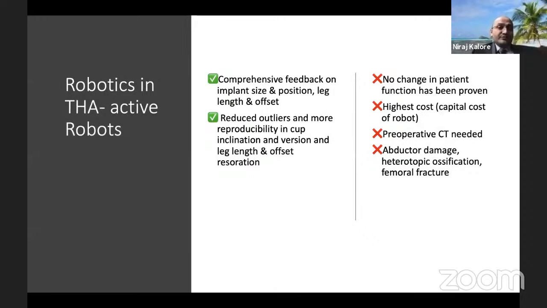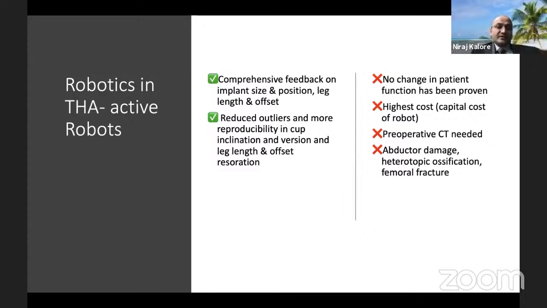It's kind of annoying, but it gives comprehensive feedback on implant size, position, leg length, offset. It is known to reduce outliers and improve the reproducibility in cup inclination, version, leg length, and offset restoration. However, despite all of this, there is no change in patient function. This has a very, very high cost. This is probably the most expensive robot. Of course, a preoperative CT scan is needed.